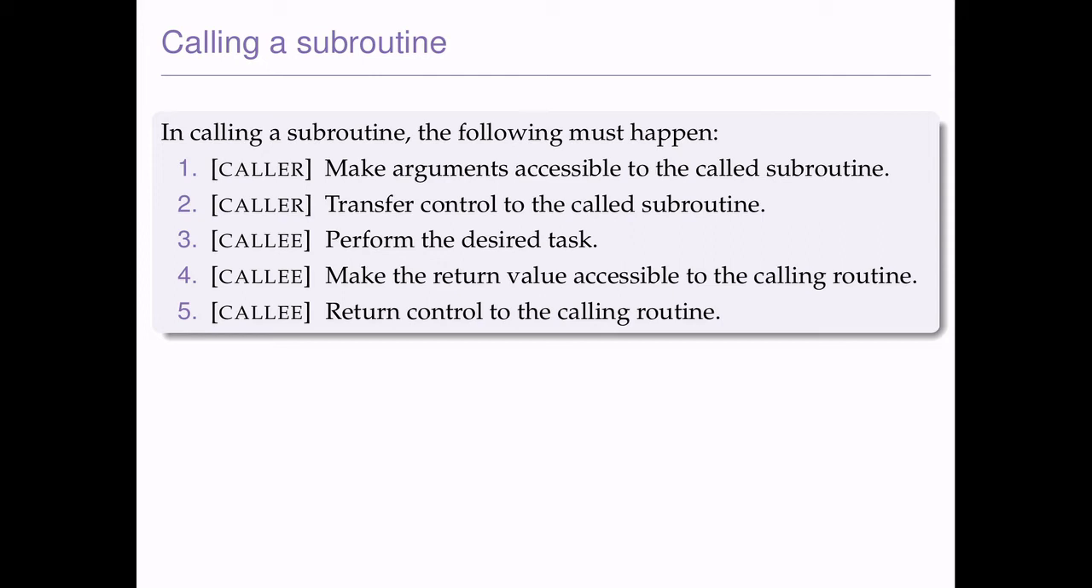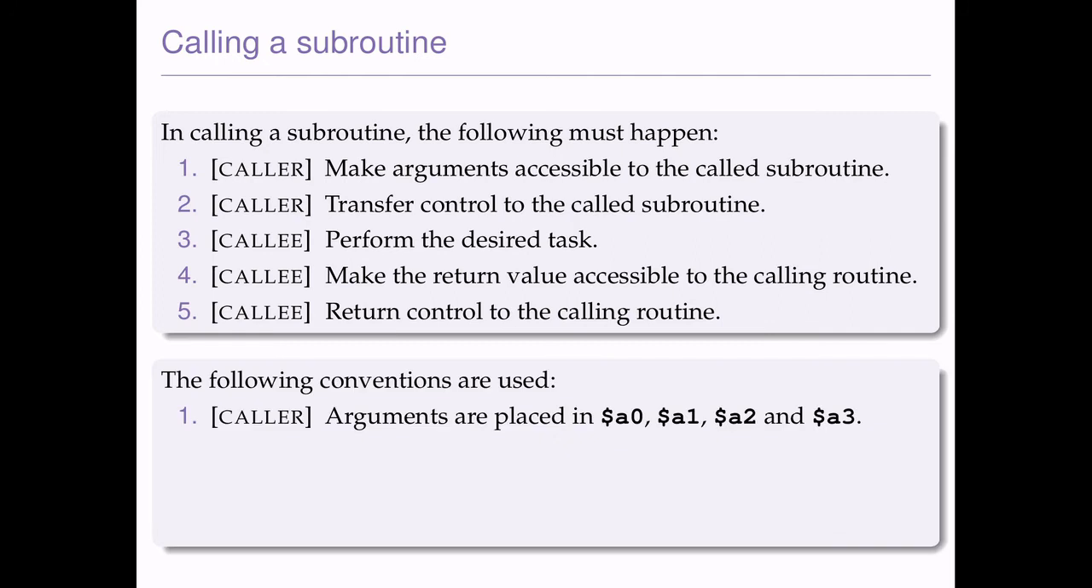So you'll generally think of yourself as the caller in this scenario. You're the one that has to make the arguments accessible. You also have to transfer control to the subroutine. I mean, likely you'll also be the callee because you'll write subroutines, but the callee is the subroutine you call. It performs a task, makes return values accessible, and then returns control.